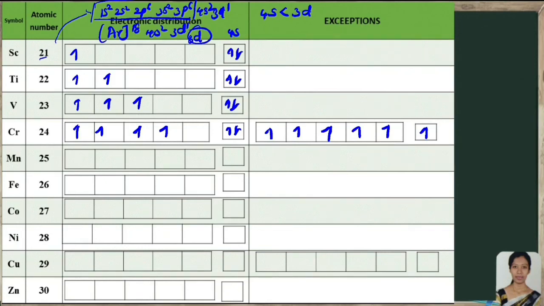In a similar way, if we fill the electronic configuration for manganese, argon 18, 4s2, 20 electrons, another 5 electrons will be filled according to Hund's rule, like this. So, this is half-filled and it is also completely filled in the s orbital, which is more stable.